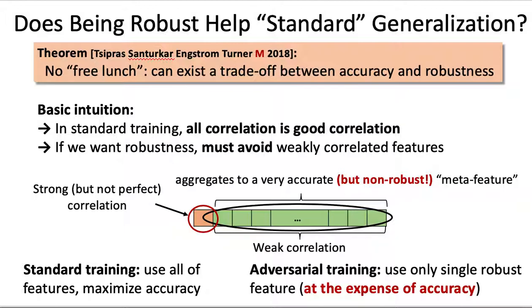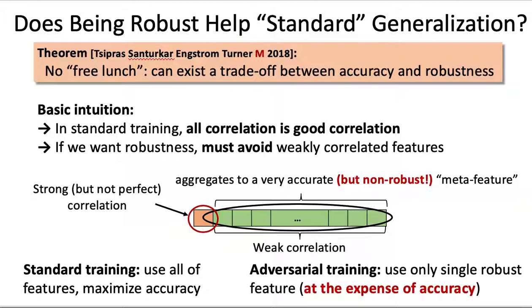Sorry. What do we mean when we say weakly correlated? Yes, so I will give an example. Let me just be concrete. So this will be the example.